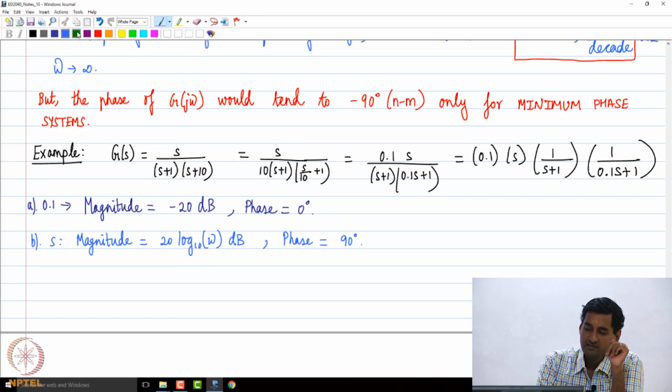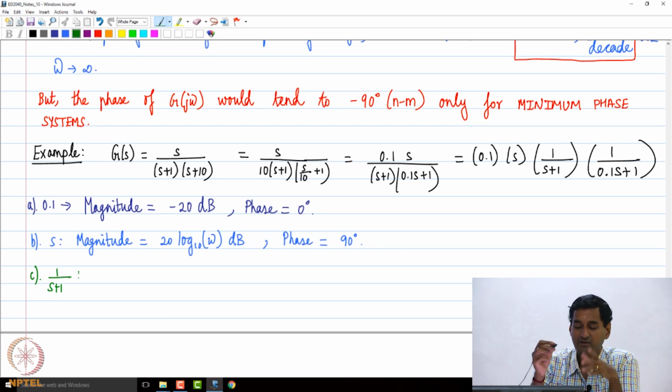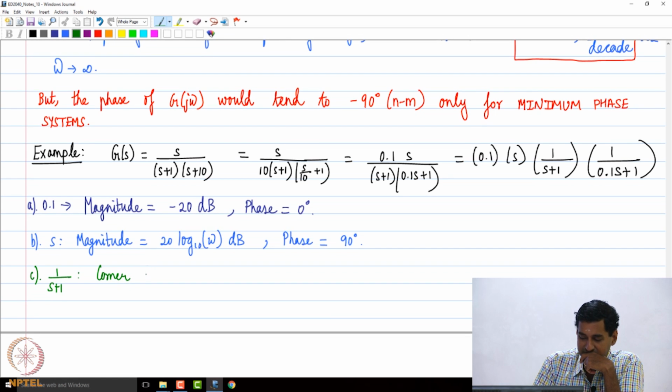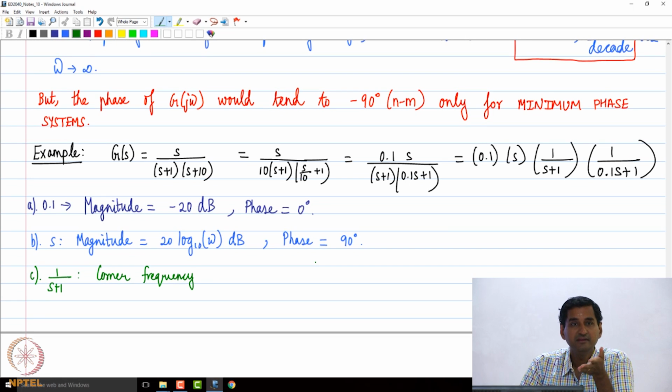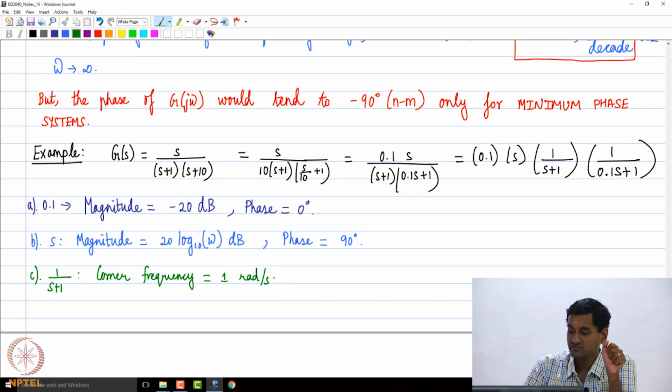The third term is 1 by s plus 1. This is a term of the form 1 by Ts plus 1, so we can draw the low frequency asymptote and the high frequency asymptote. What is the corner frequency of this term? Here capital T is 1, so 1 by T is the corner frequency. So what is the corner frequency? 1.